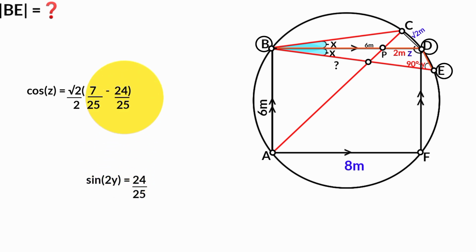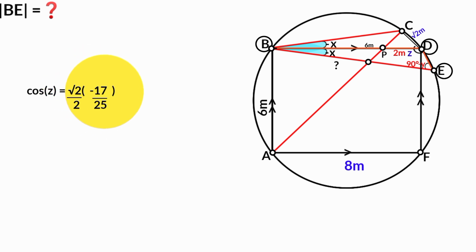Substitute here. Now cos z equals root 2 over 2 open bracket 7 over 25 minus 24 over 25. 7 over 25 minus 24 over 25 is minus 17 over 25. So cos z equals root 2 over 2 open bracket minus 17 over 25. Keep it aside for now.